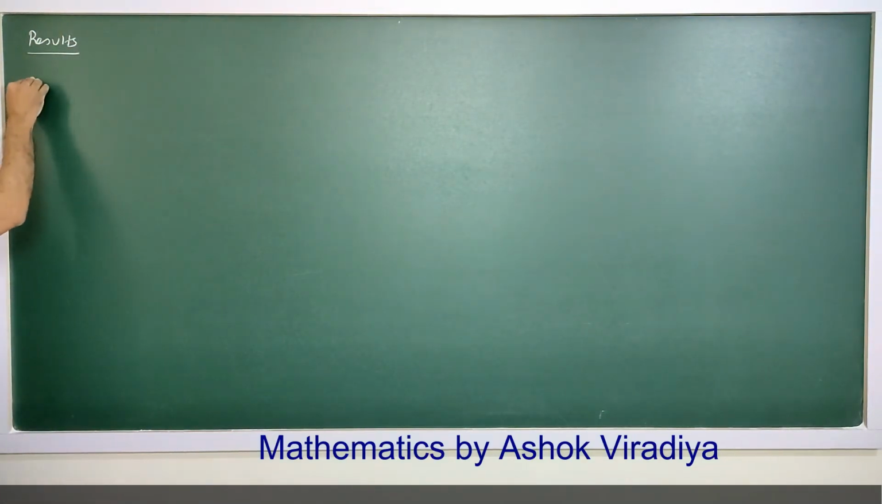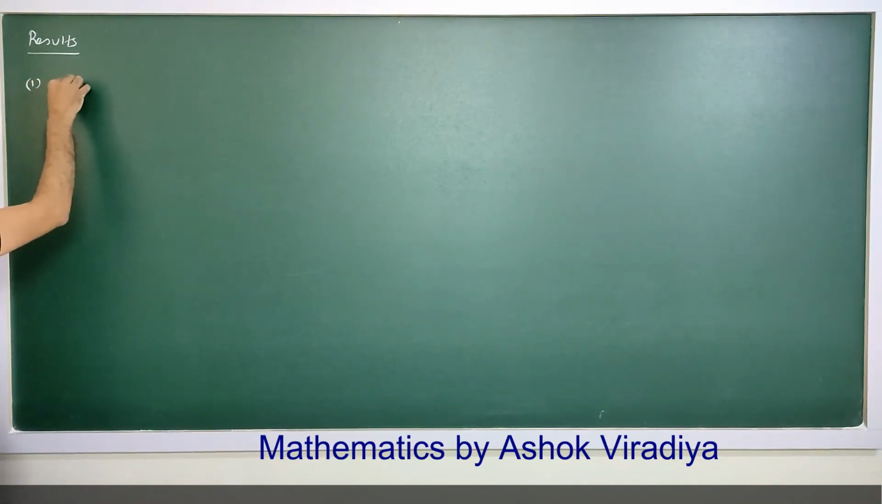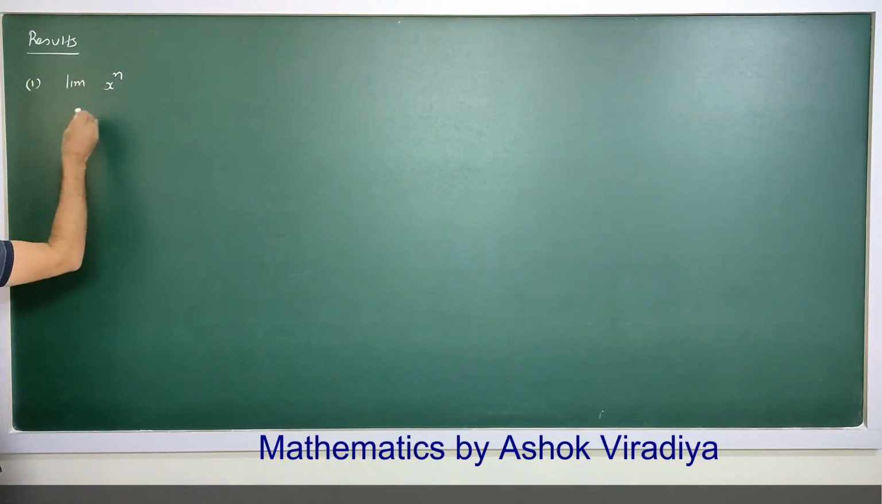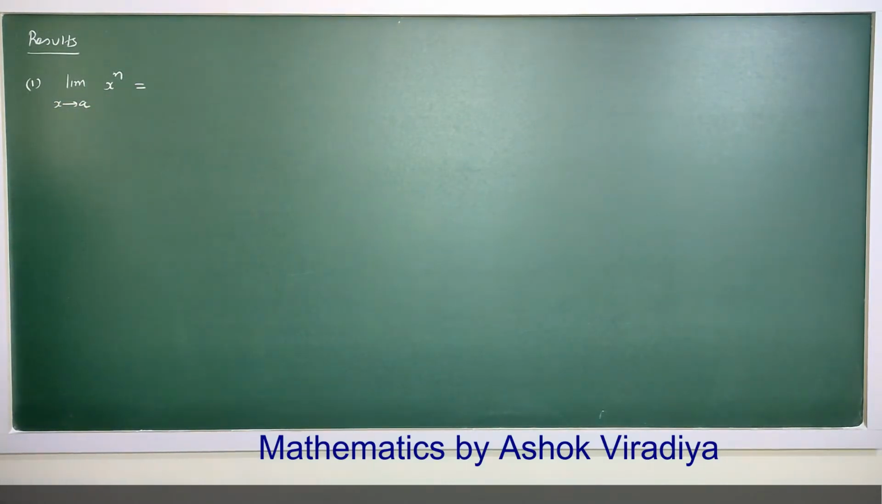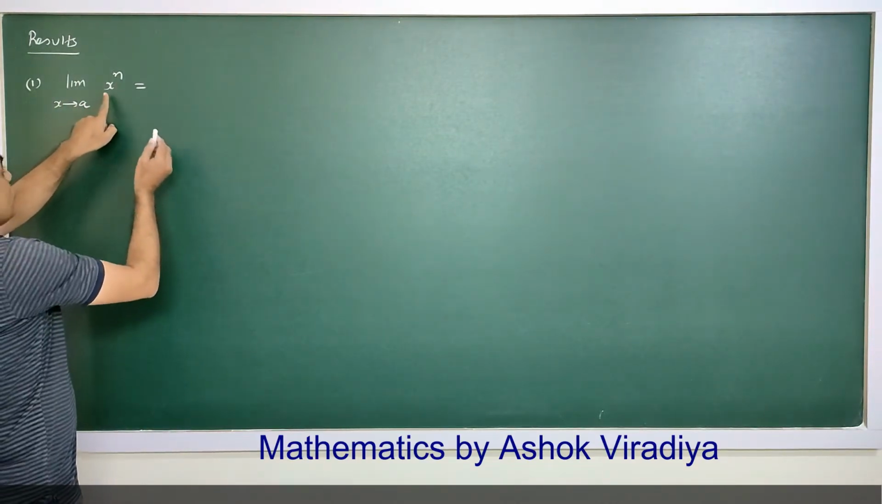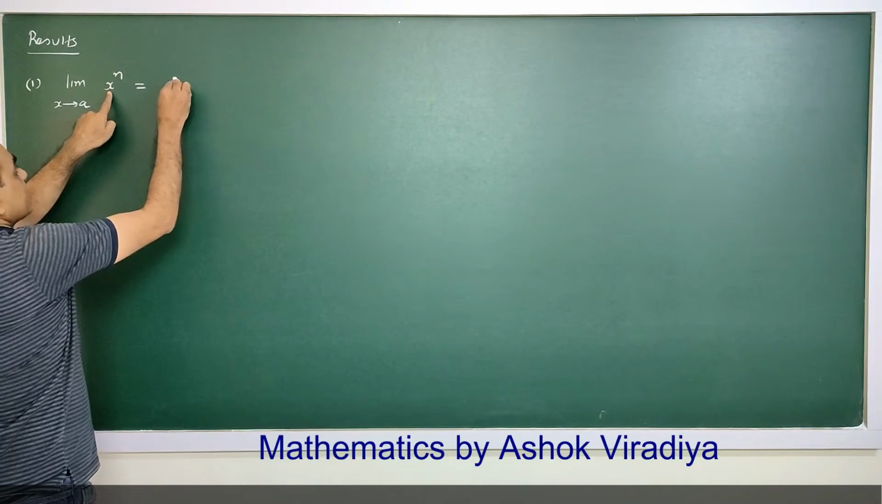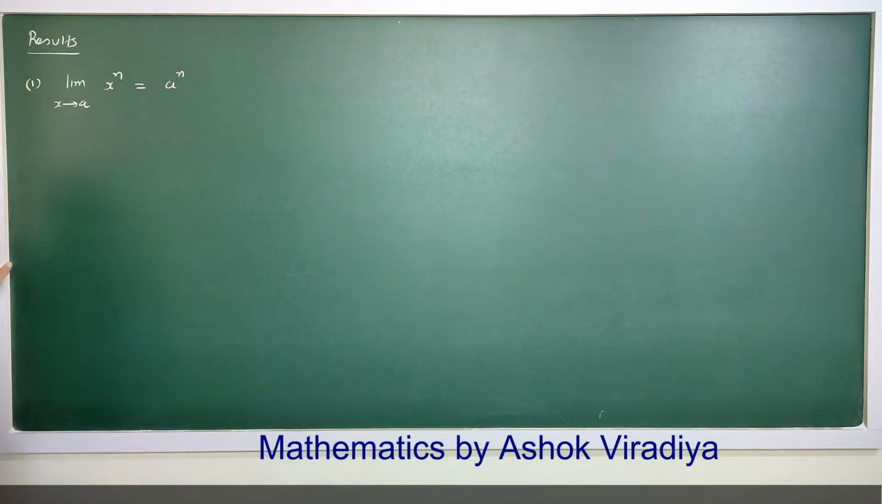First result is: limit of x raised to n as x tends to a. It is equal to, replace x by a, so a raised to n. That means, here I am explaining a few examples.